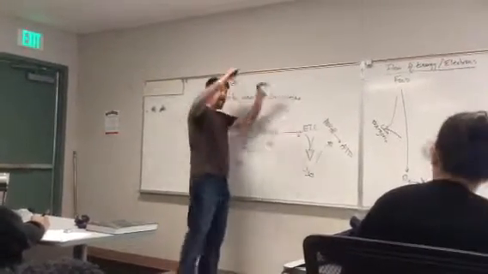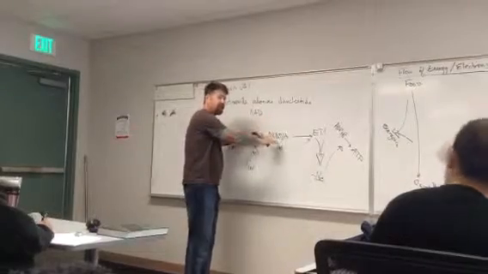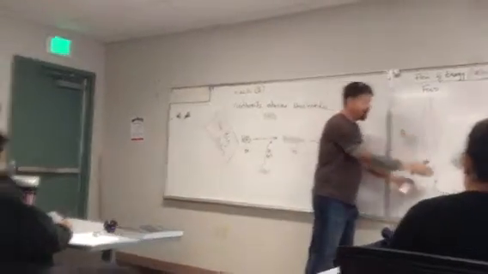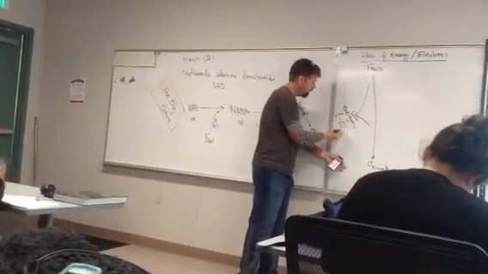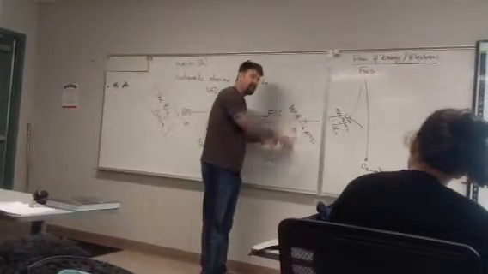So electrons flow downhill, if you will, from food to NAD to oxygen. And as they flow downhill in that way, they release energy. It's negative delta G. And then we can use that energy to drive the synthesis of ATP.